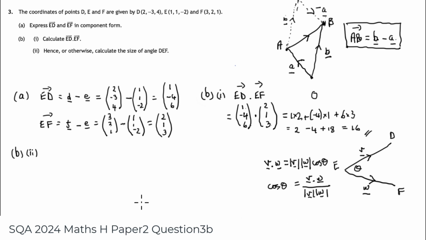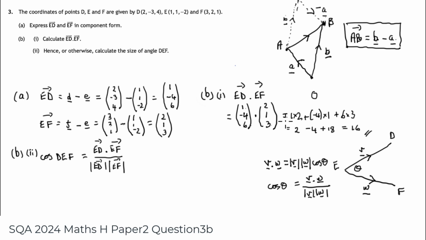So that's the result we're going to use, that the cosine of DEF would be the dot product of ED and EF. Well, that's something that we've found already. And divide it by the length of ED times the length of EF, the magnitude of that.